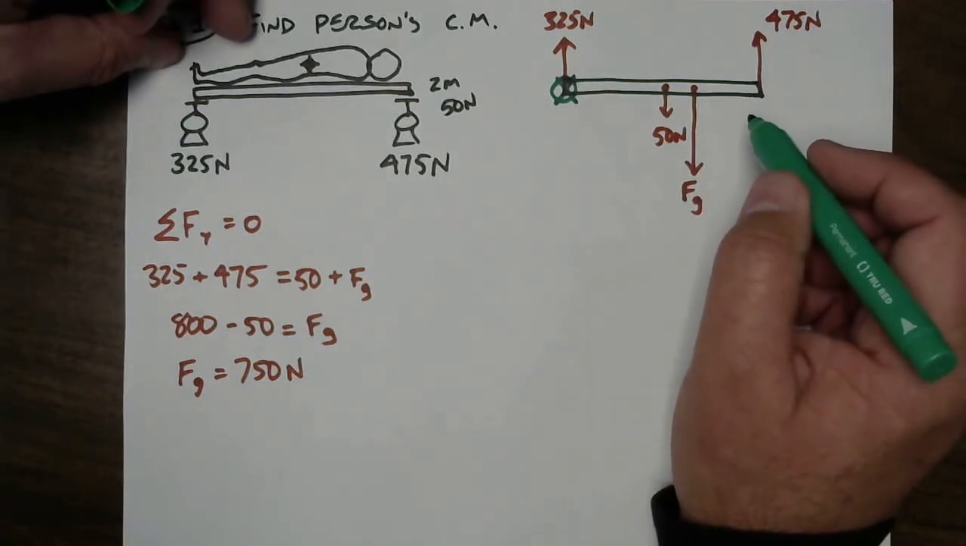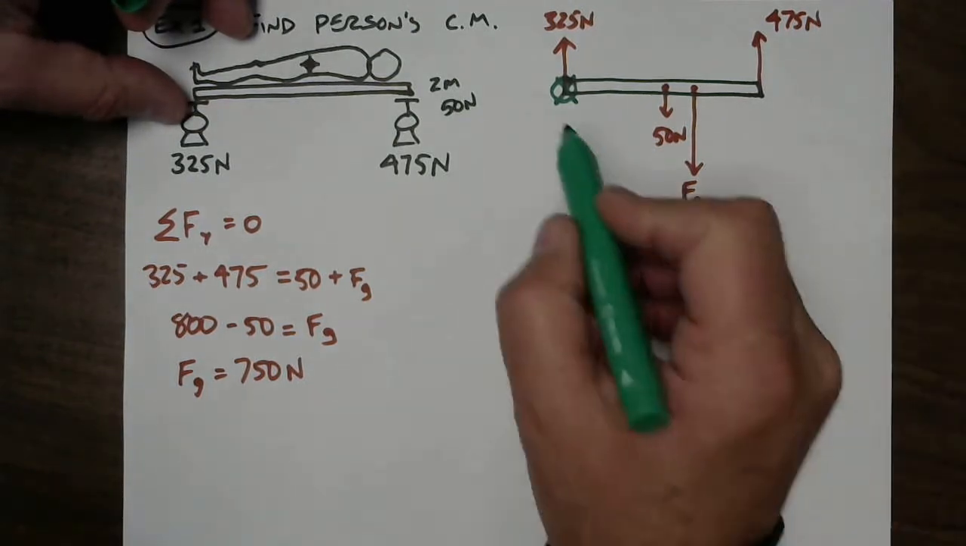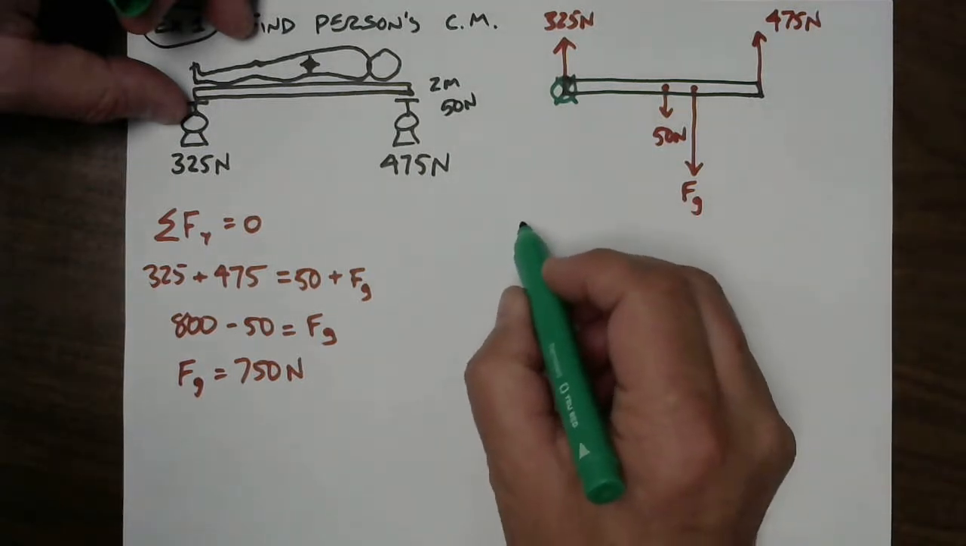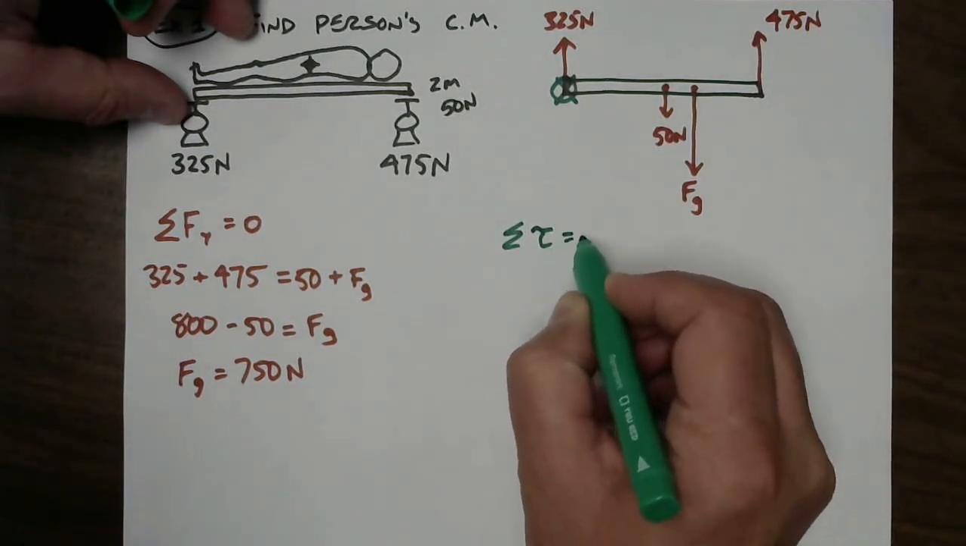But I think that takes the important variable out of the equation. So I'm going to choose the left-hand end. By the way, this is a choice I make a lot. And now we're going to say that the sum of all the torques has to equal 0.